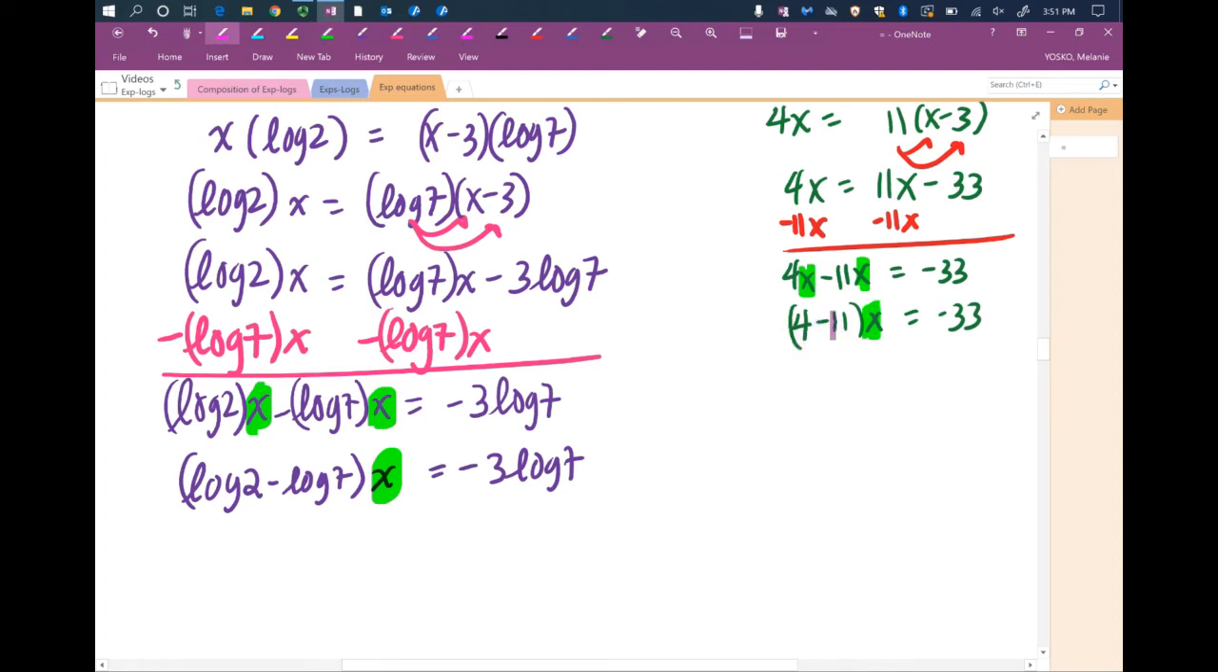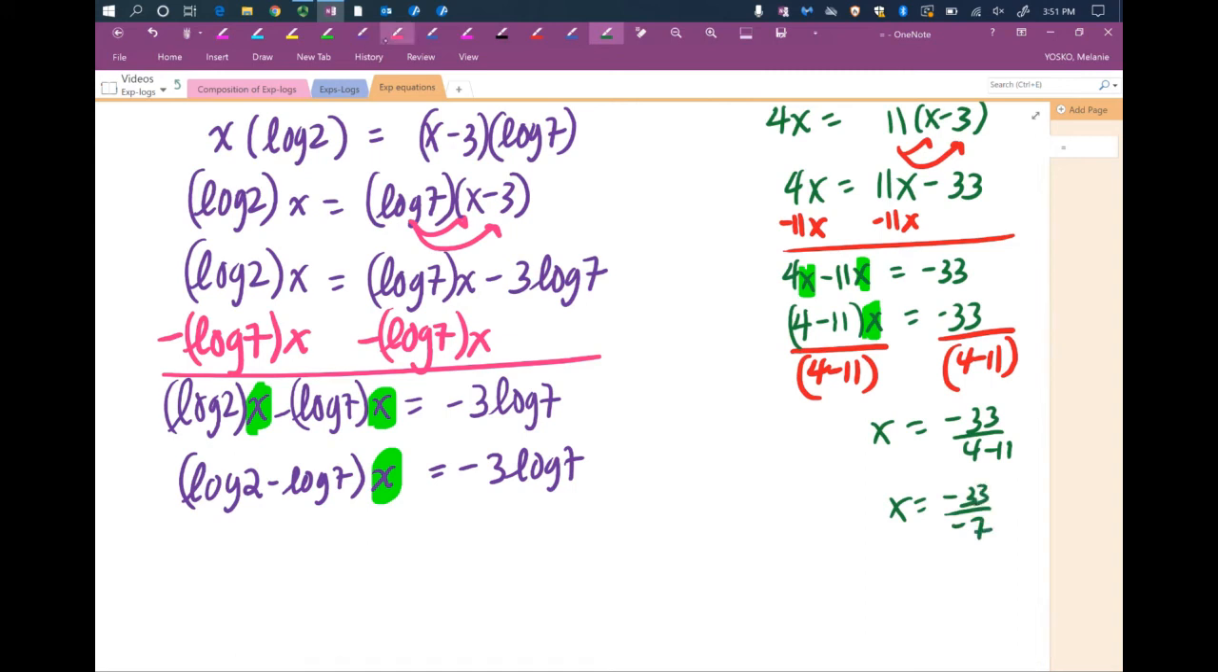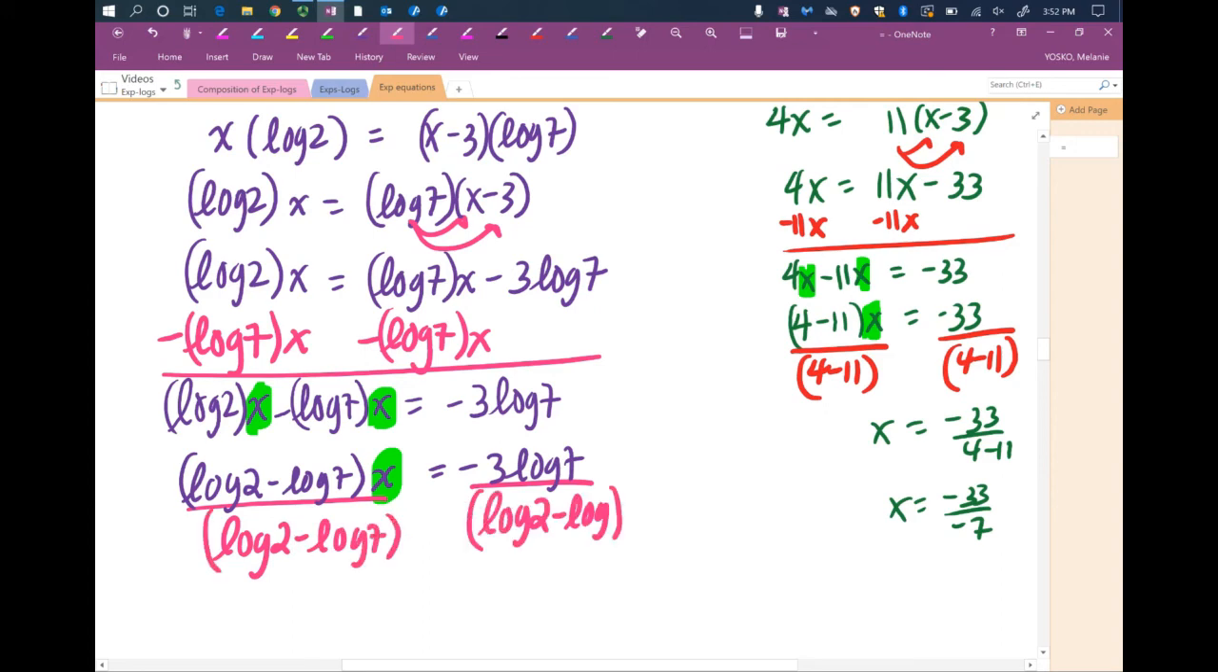Well, you could do 4 minus 11, which we said you could do, negative 7. If you had negative 7x equals negative 33, your next step would be to divide both sides by whatever that coefficient of x is, right? And then you'd end up with x equals negative 33 over 4 minus 11, negative 33 over negative 7. So we're going to do the same thing over here. We're going to divide both sides by the coefficient of x. It's just some number. It may not be a number you like, a number you're comfortable with, but it is just a number. Log of 2 minus log of 7. Divide that on both sides.